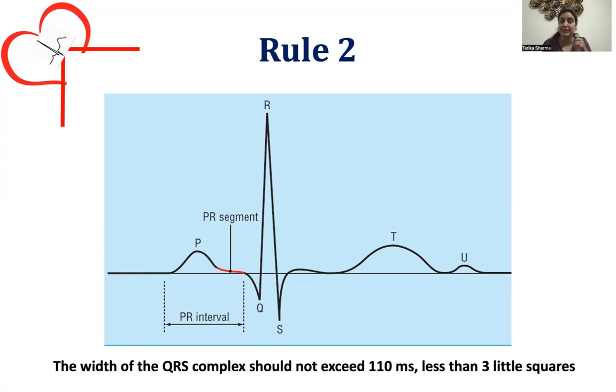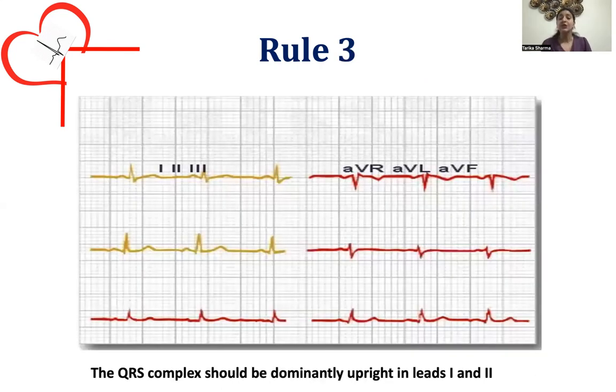Okay, तो rule number 1 कहता है the PR interval should be between 0.12 to 0.20 seconds. Second rule says that the QRS complex should be less than 0.11 second. Now the third rule says that QRS complex should be dominantly upright in lead 1 and 2. अगर आप यहाँ देखेंगे, this is your lead 1, then lead 2, then your lead 3. And these 3 are your leads AVR, AVL, and AVF. Okay, all these 6 leads are known as limb leads.